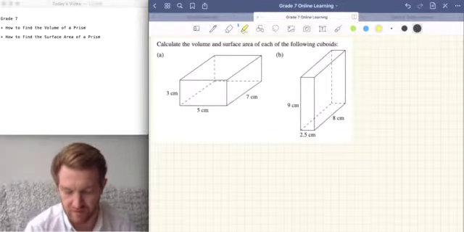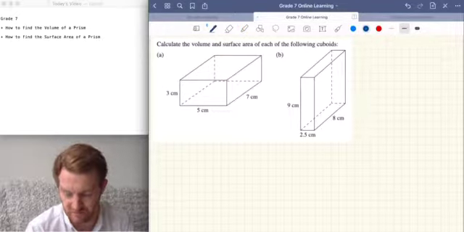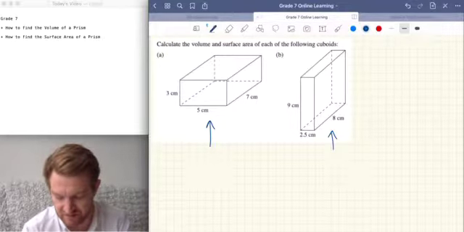So we're not going to do both of these because it'll take too much time. We'll just do one of them. I'm just showing you a sample question. I'll do the surface area for the first one, and the volume for the second.